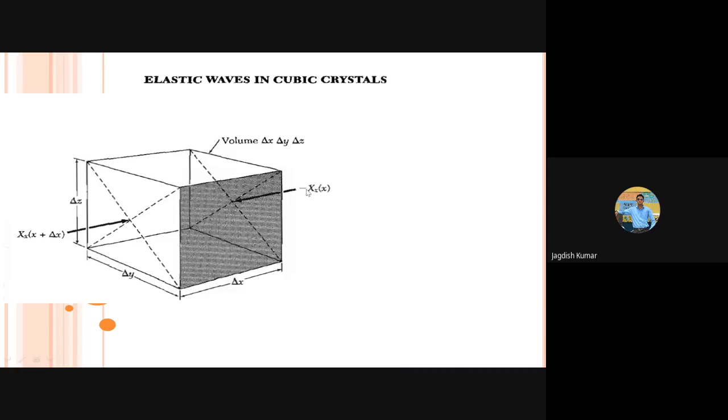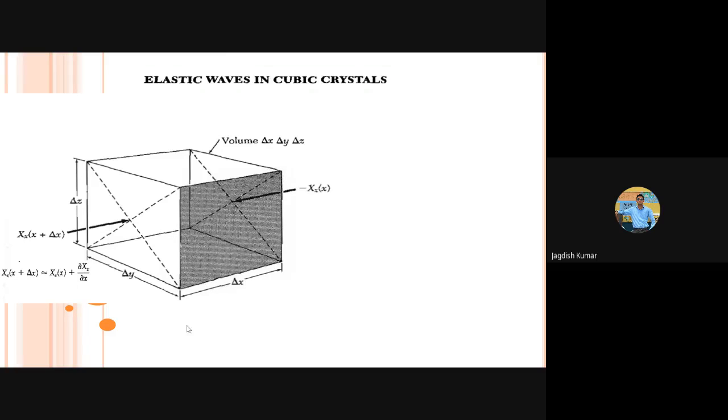So at some point x, if the stress function is X(x), then at point x plus delta x, because when we reach from this face to this face, x changes by delta x, this becomes X(x plus delta x), the stress at x plus delta x. I hope this is clear. Then how can we write down this X(x plus delta x)? We can write down the Taylor series.